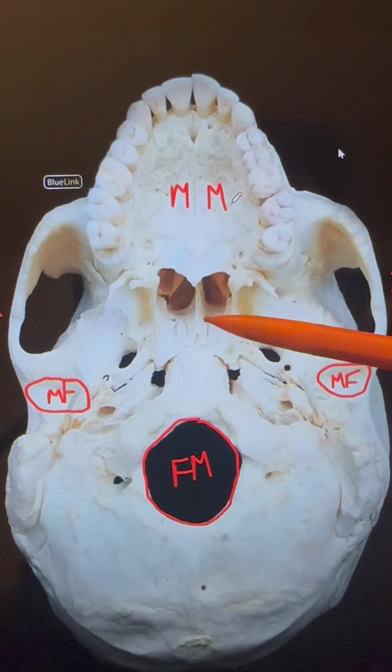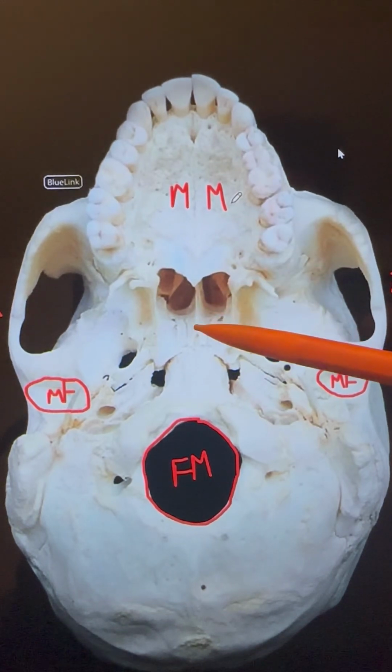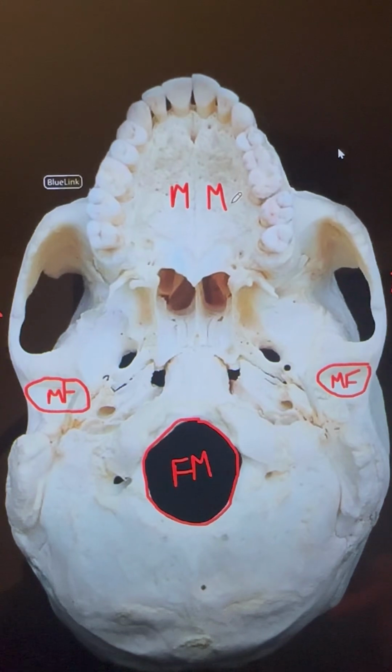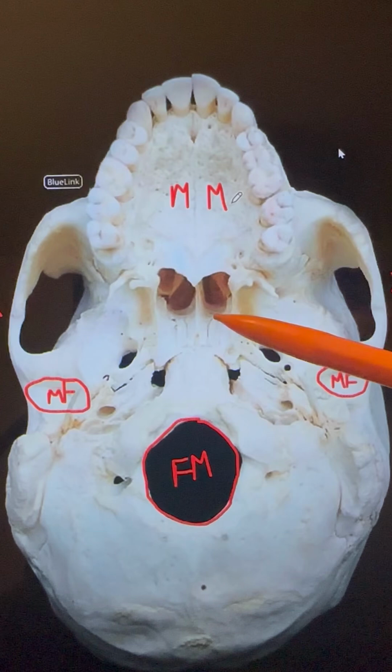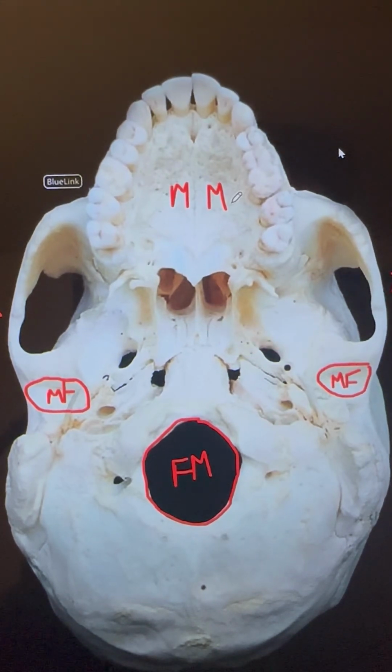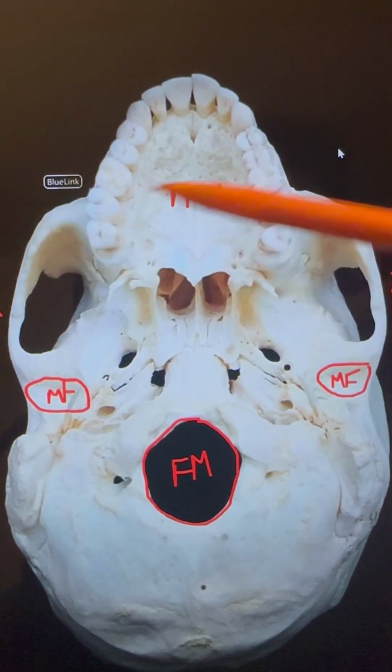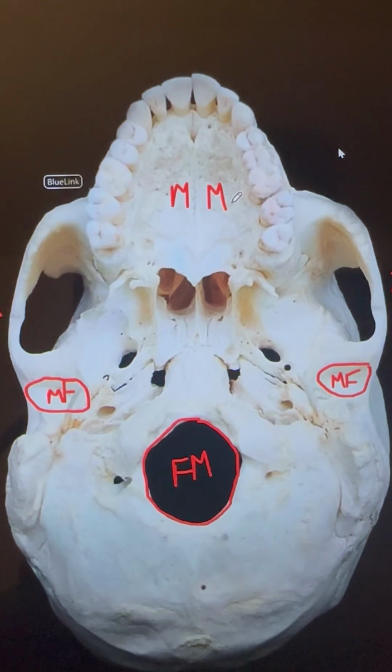If you go further down, this area right here is called the vomer, one single bone, which is called vomer. And after that, you can see on both sides the zygomatic bone, and the entire surface towards the temporal bone is called the zygomatic arch.